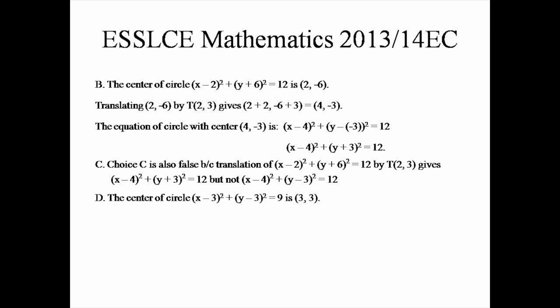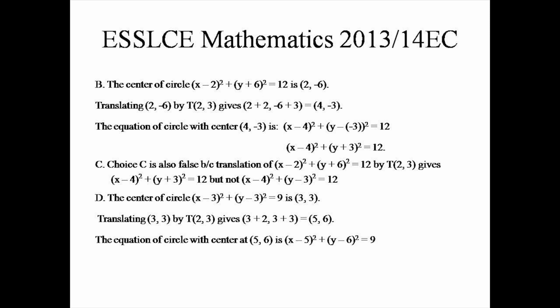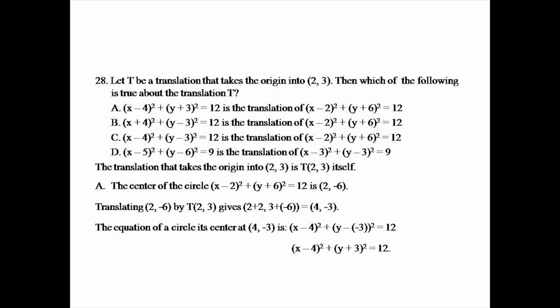The center of a circle, x minus 3 the whole square plus y minus 3 the whole square is equal to 9, is 3, 3. Translating 3, 3 by t 2, 3 gives 3 plus 2, 3 plus 3. 3 plus 2 is 5, 3 plus 3 is 6. So the equation of a circle, center at 5, 6 and r squared is equal to 9, is x minus 5 the whole square plus y minus 6 the whole square is equal to 9. So choice D is also true. Choice A and choice D are the correct answers.